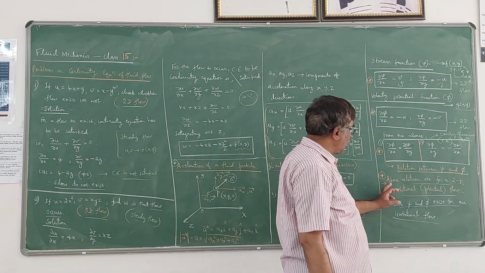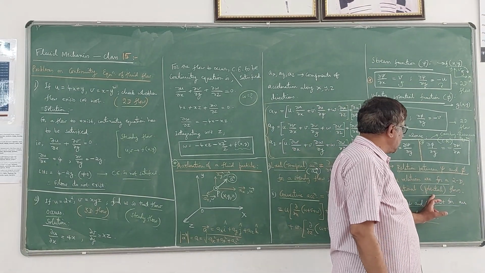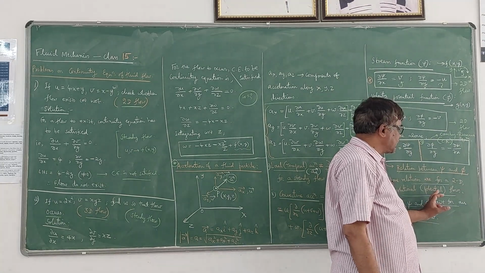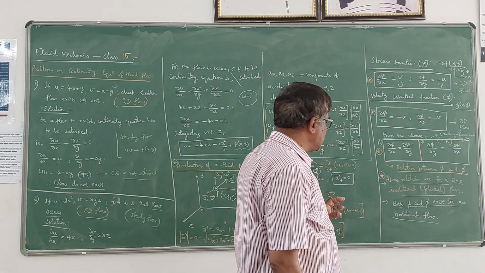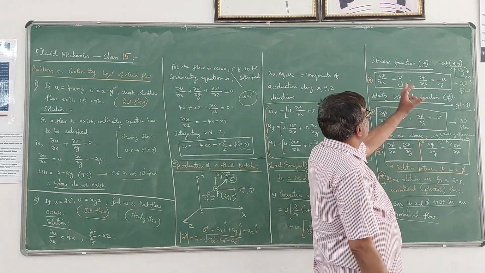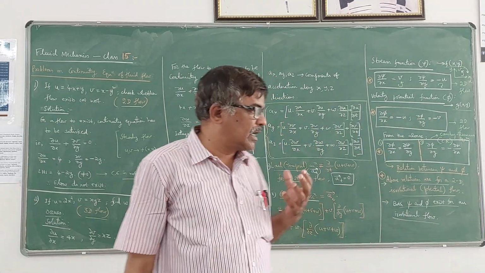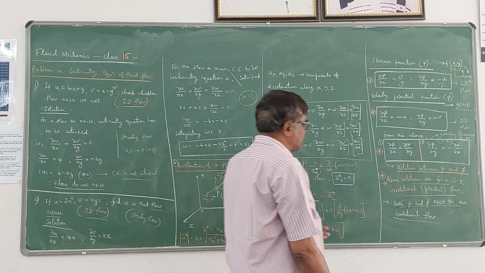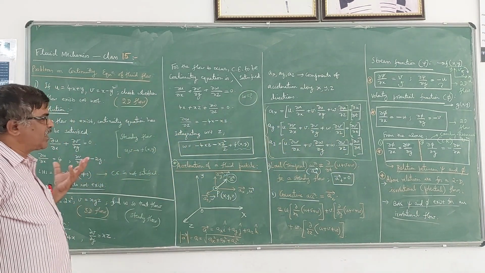The above relations are for two-dimensional irrotational flows, which are also called potential flows, because only in the case of irrotational flows do you have both psi and phi. The stream function and velocity potential function exist only in the case of irrotational flows. This is another basic concept of kinematics.